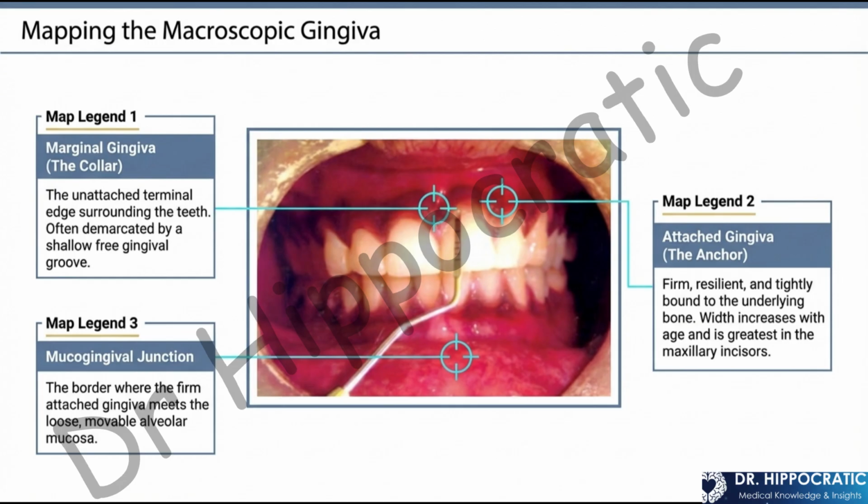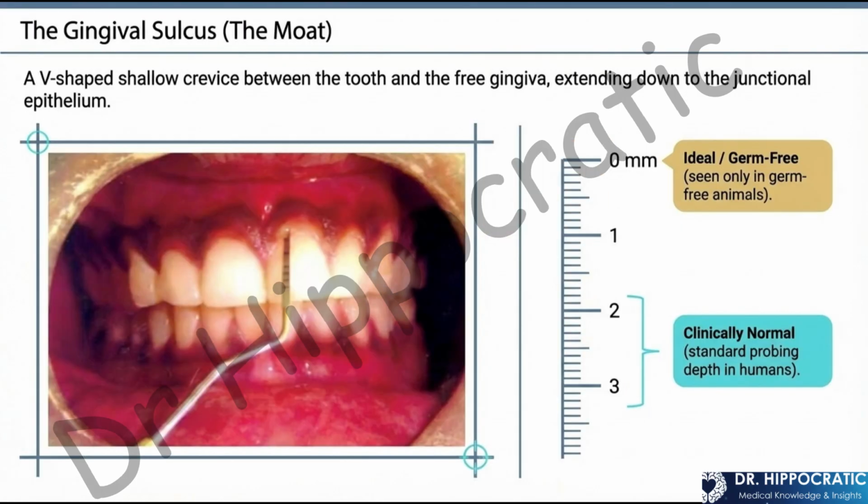Okay, so we have mapped the outer walls. We need to look at the space between the wall and the tooth. Now coming to the next slide. This slide brings us to what is arguably the most clinically significant microscopic space in the human body. Slide 4 is titled The Gingival Sulcus, the moat.